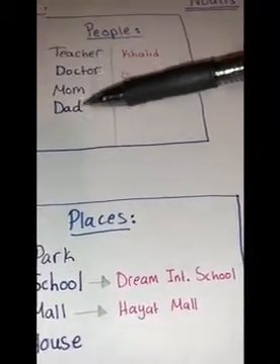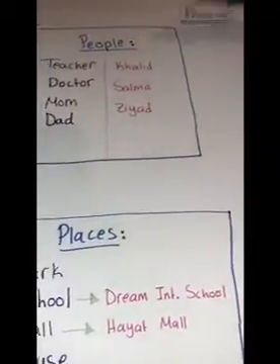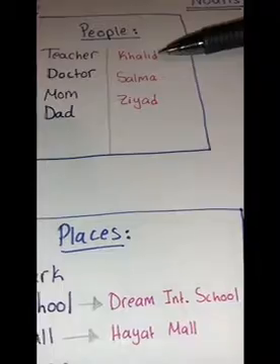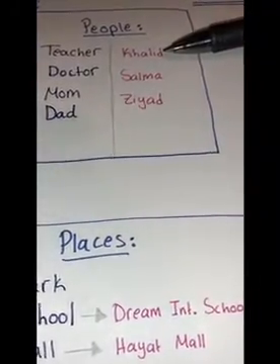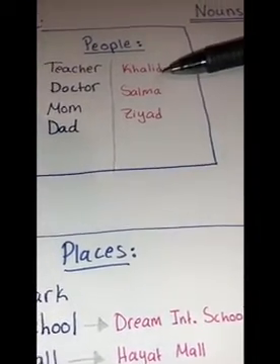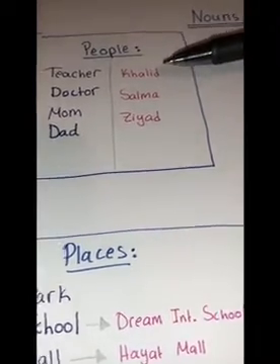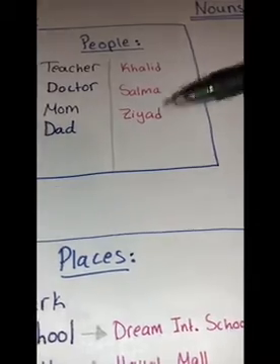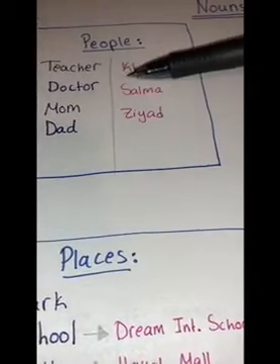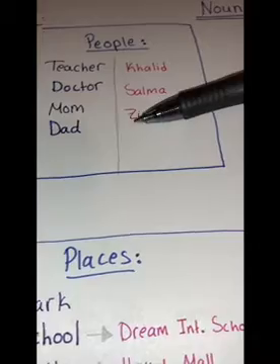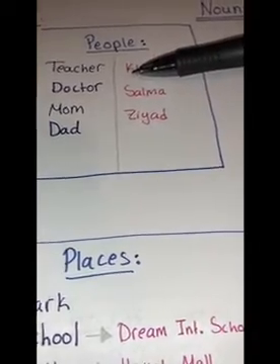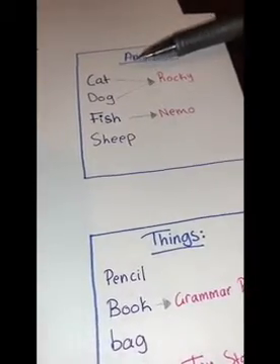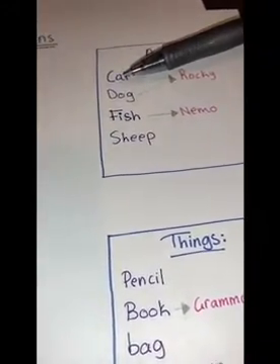Teacher, doctor, mom, dad. Here, Khalid, Salma, and Ziyad. These are names of certain people, specific names. So these are called proper nouns, and they should always be capital. They should always start with a capital letter. Okay? Now, animals. Animals are also nouns. Cat is a noun. Dog.